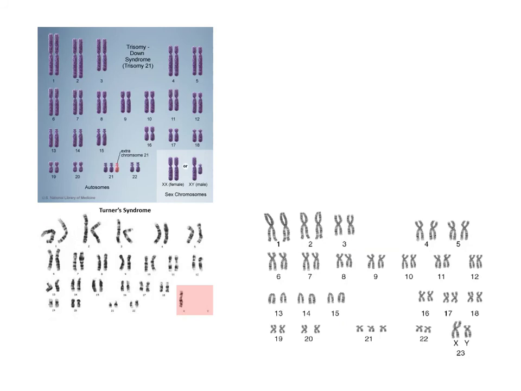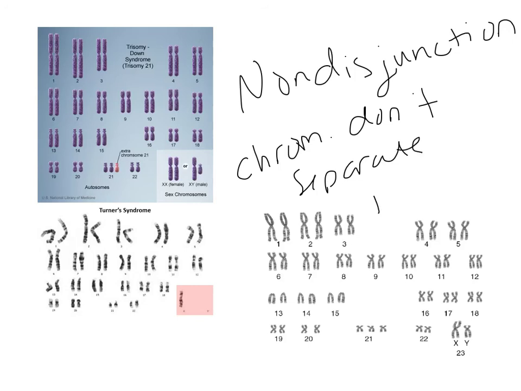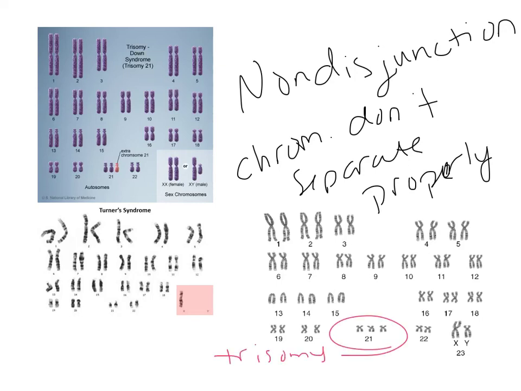And these are both examples of non-disjunctions. Remember, those were a type of chromosomal mutation. Non-disjunction is when the chromosomes don't separate properly. So instead of having one from mom and one from dad, you may end up with a triplet, which would be our trisomy. That means a pair did not separate properly, and you got 2 from one parent and 1 from the other.